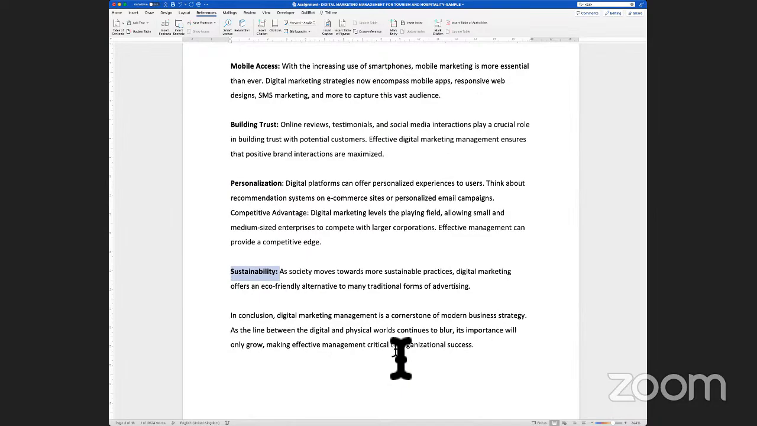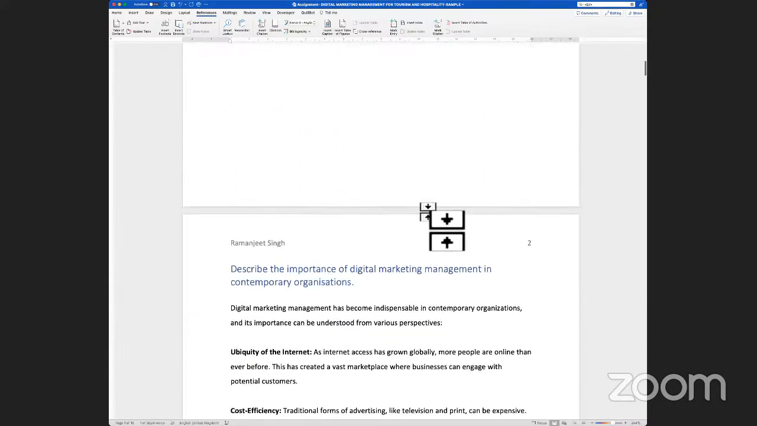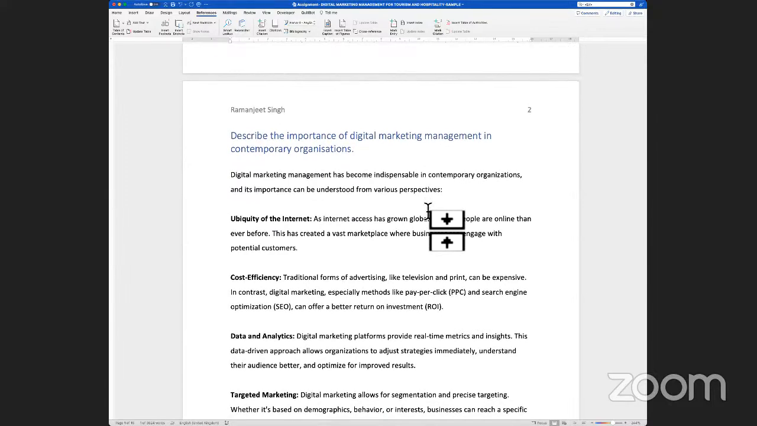So digital marketing is now becoming more or less, I would say, a very important aspect of companies and businesses who are looking at reaching out to customers directly. So digital marketing has become indispensable, as I've called it.